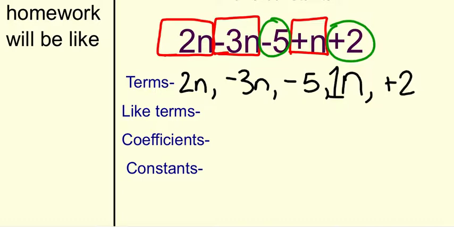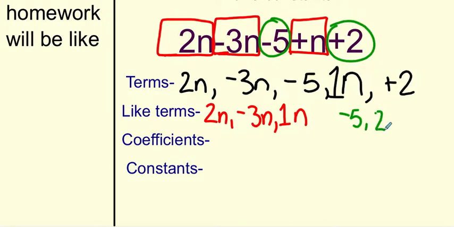Well, the like terms are those that I put in similar shapes. So in this case, my like terms are 2n, -3n, and that n, again, which has a 1 invisible in front of it. I also then have like terms of -5 and 2. The most common mistake that kids make is they miss those negative signs. So please take time to circle the number and sign in front.